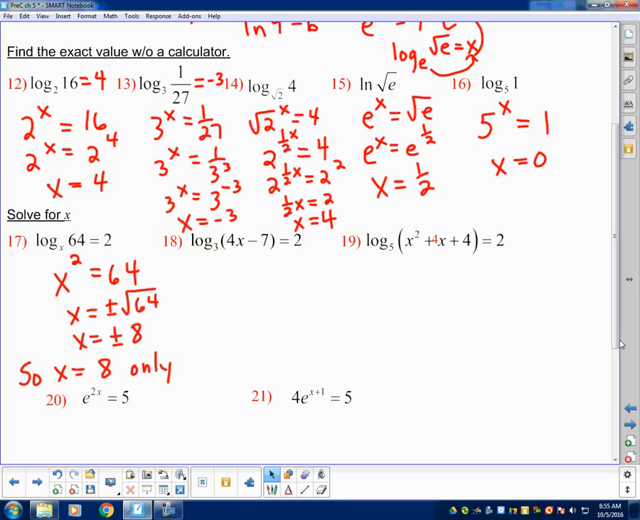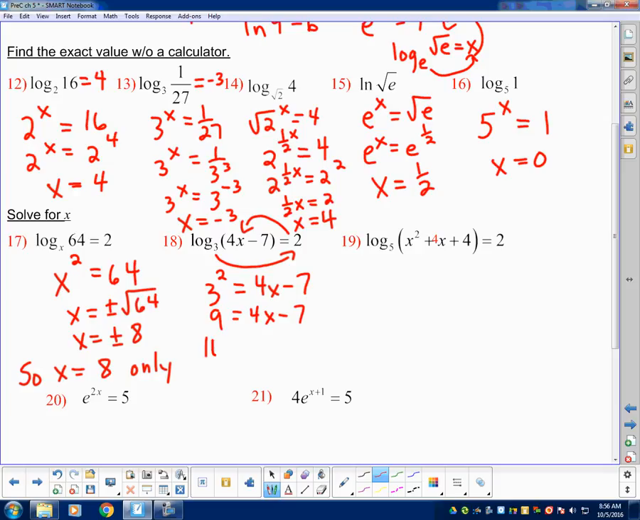All right. Next one. How would you rewrite 18, using the definition? So 3 to the second equals 4x minus 7. Good. So 3 to the second is 9. So 16 equals 4x.